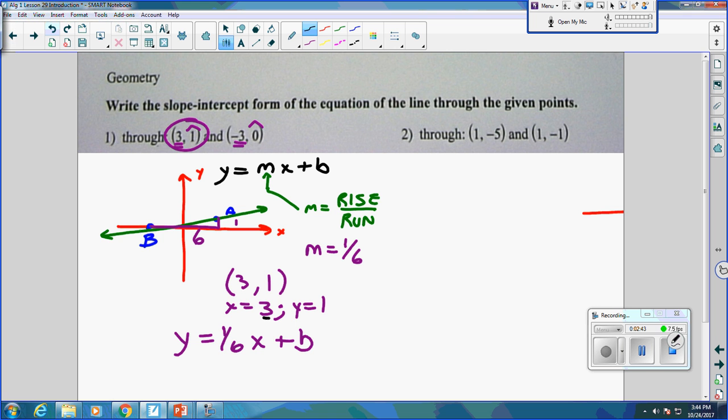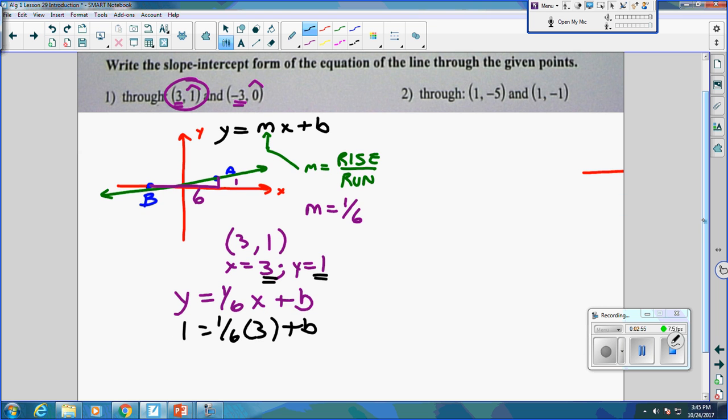Well, let's plug in and find it. We'll use our values. 1 is y, 1/6 times 3 plus b. Do the math. Again, the big story here is you got to do the math. And I get, using your calculator, 1/6 times 3 is 1/2. Subtract half on both sides. 1 minus a half is a positive half for the y-intercept b. The last thing we have to do now is use our y-intercept of 1/2 and our slope of 1/6, and write the equation of the line. y equals 1/6 x plus 1/2.